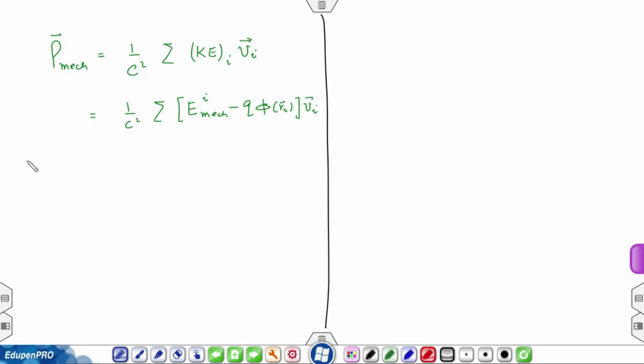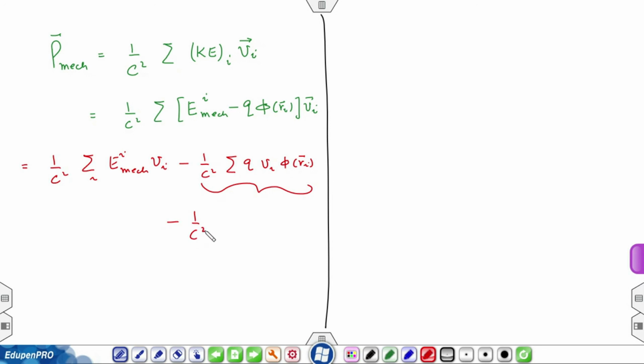So, this has two parts. This is equal to 1 over c square summation E_i mechanical v_i minus 1 over c square summation q v_i phi at r_i. Now this part can be written as minus 1 over c square, and q v_i gives me the current there. So I can actually write this as integral j at r, phi at r, dv. So this part gives me this.